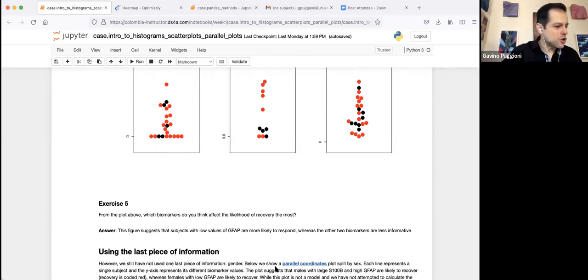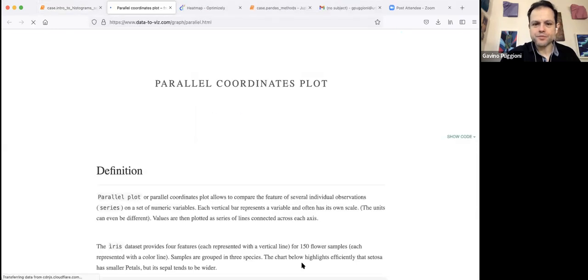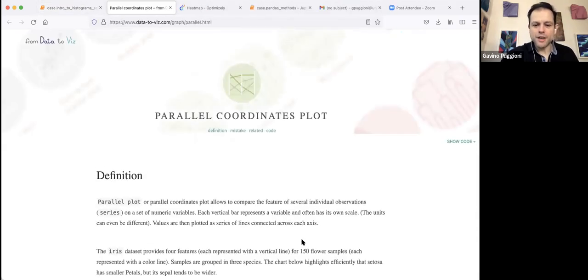We still have to include the important piece of information, which is the sex of the individuals. Below, we show a parallel coordinates plot split by sex. What is a parallel coordinates plot? Here, I encourage you to read more about the different plots, when they're appropriate, when they are useful. And they are typically used for comparisons.